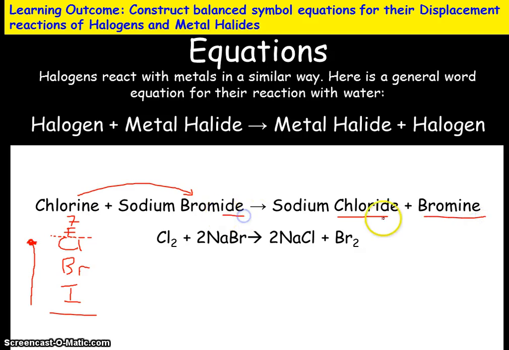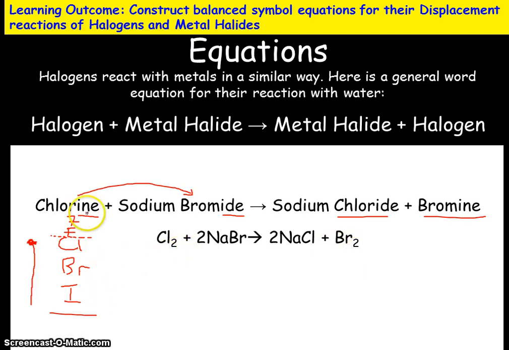So again, you can see it's gone from ide to ene and ene to ide, because we change the name when it's in a compound. And the sodium stays where it is. So in symbols, this would be Cl2 plus 2NaBr goes to 2NaCl plus Br2.